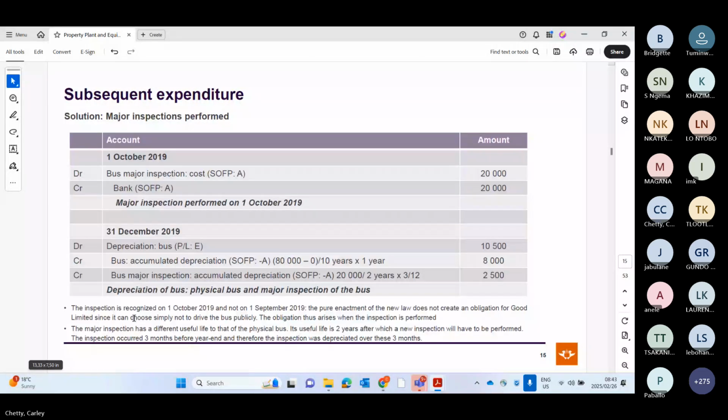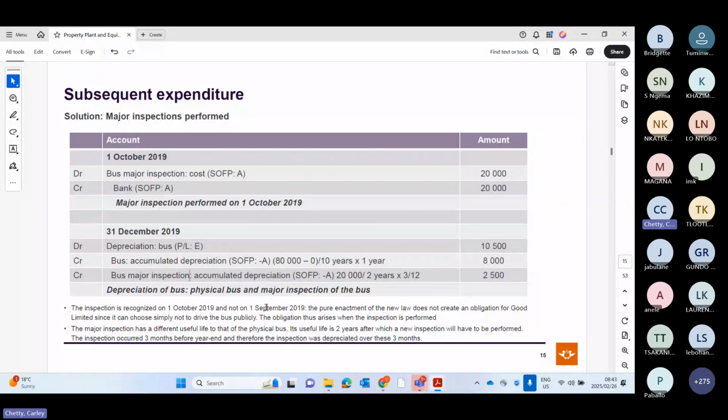It says here also, just to give you some extra information, that the inspection is going to be recognized on 1 October instead of the 1st of September 2019.